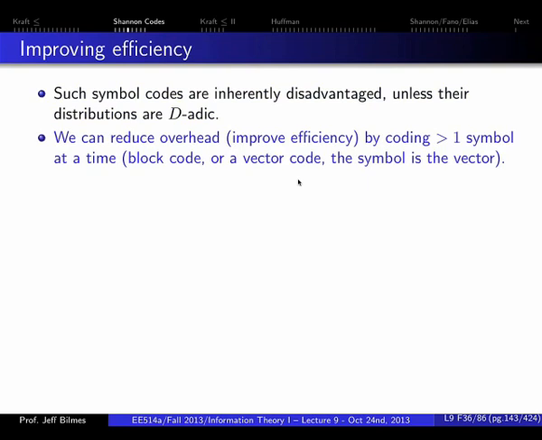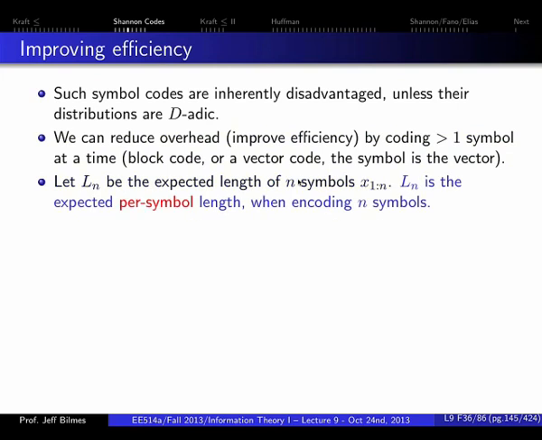But this is where block coding comes in. We can improve the efficiency by, rather than coding one symbol at a time, coding a block at a time, or a vector at a time. Now the alphabet becomes a Cartesian product over the alphabet, block length times. If the block length is n, then it's the alphabet cross itself n times. So our alphabet is increased suddenly, and moreover, our entropy is increased. Let's say that this is the expected length of n symbols, and then L_n is the expected per symbol length when encoding n symbols.